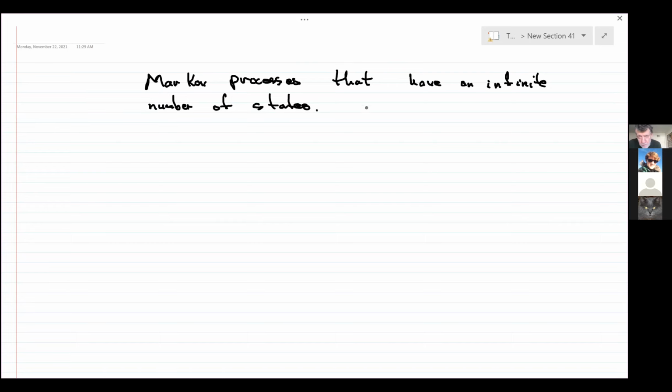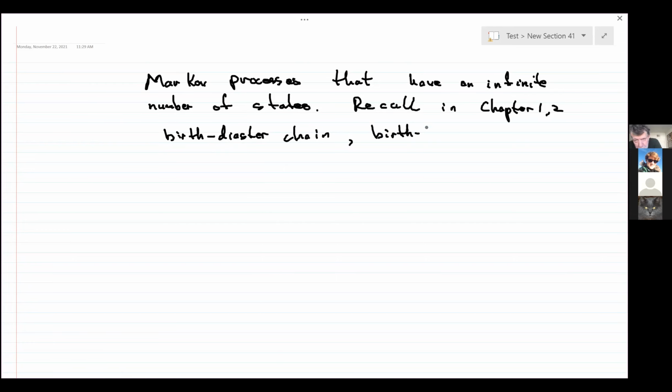So recall what we did before. Recall in chapter 1 and 2, we had 2 particular types that we studied. We studied the birth-disaster type, also called the birth-catastrophe type. And we studied the birth-death chain. And we did a lot of stuff with both of those in chapter 2.